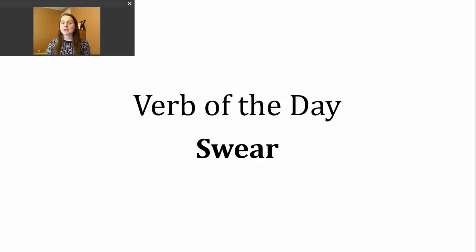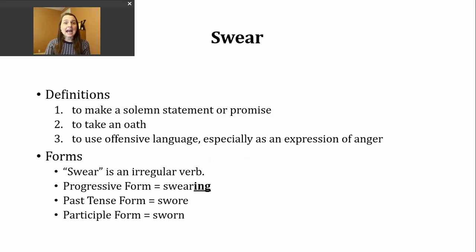Hi, it's time for another verb of the day. Today's verb is swear. Let's take a look at some of the definitions or ways that we can use this verb.